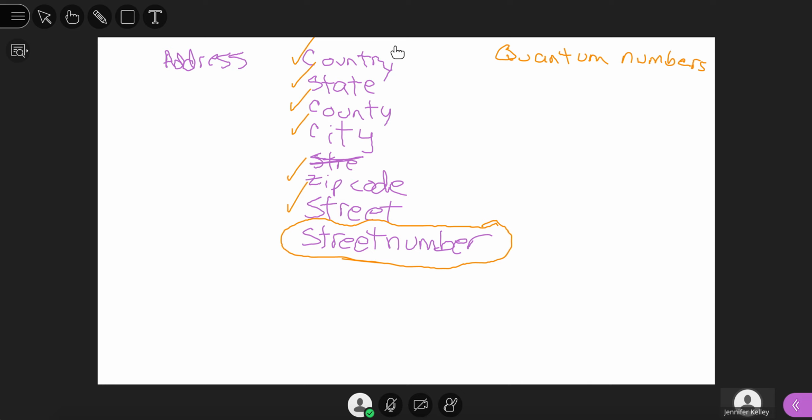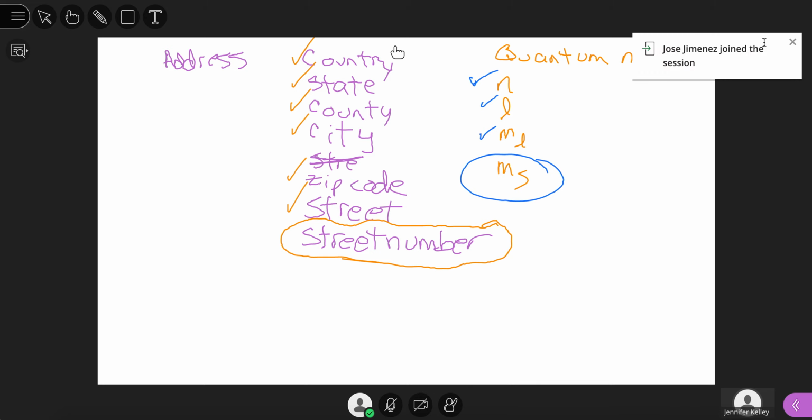And so we have N, L, ML, and MS. And just like with the address, multiple electrons can be in the same N level, the same L level, the same ML level. But when it finally comes down to the MS level, that's where it's going to really separate them out for sure. Because two electrons can't be in the exact same spot, and that's the Pauli exclusion principle.